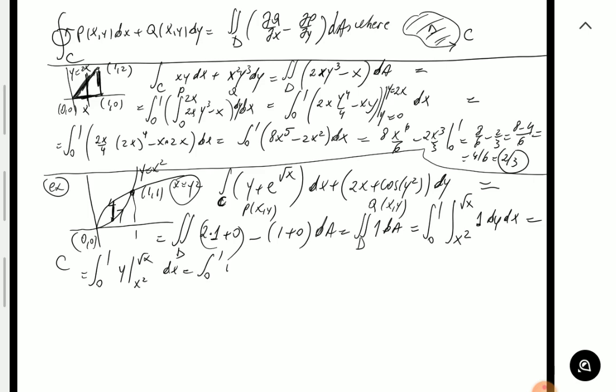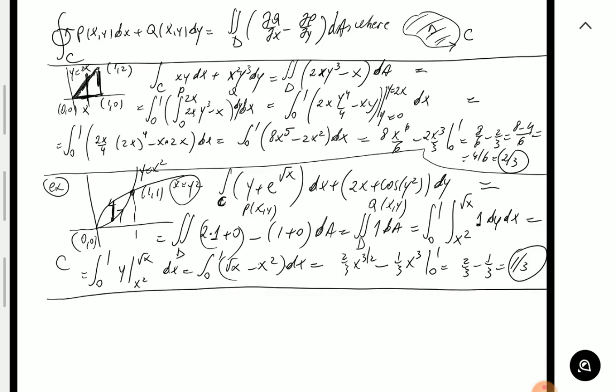And then finally, that means the integral of root x minus x squared dx. So 2 more power rules: x to the 1/2 integrated makes it 2/3 x to the 3/2, minus 1/3 x to the 3, between 0 and 1. We end up with 1/3. So that's another example, and let me conclude with a couple of remarks before we call it a day with this lesson.